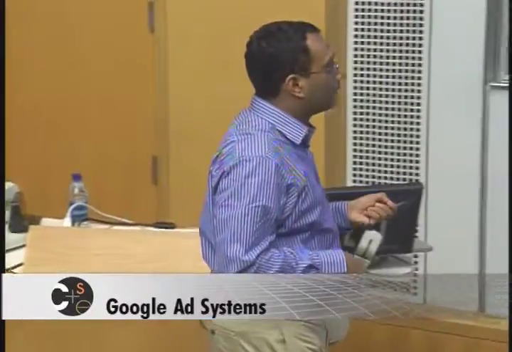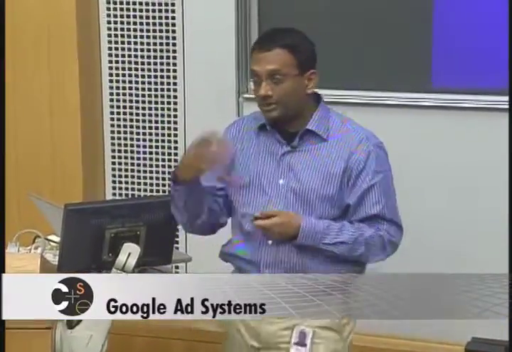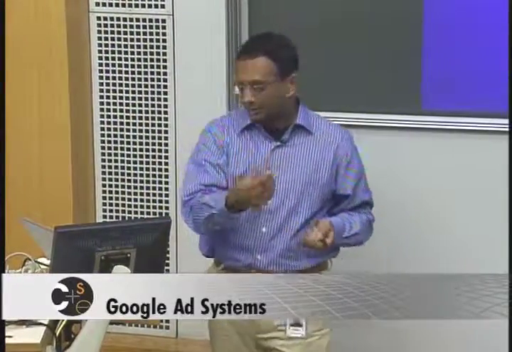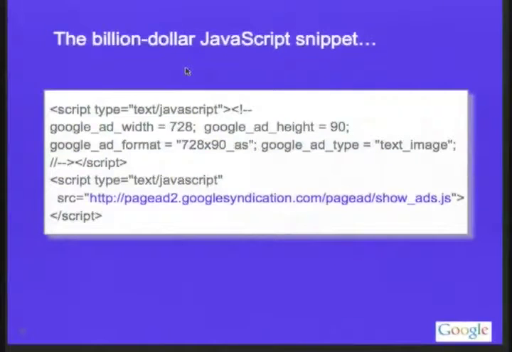And also, we have a lot more new formats and new media types. For example, we have images, we have flash ads, because that's what the publishers want. So this is the $1 billion JavaScript snippet. This is what the publishers put on their site. It's a very simple bit of JavaScript.